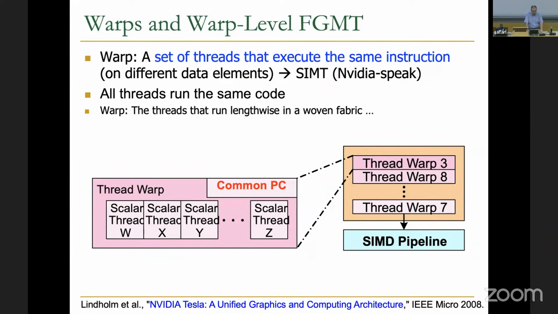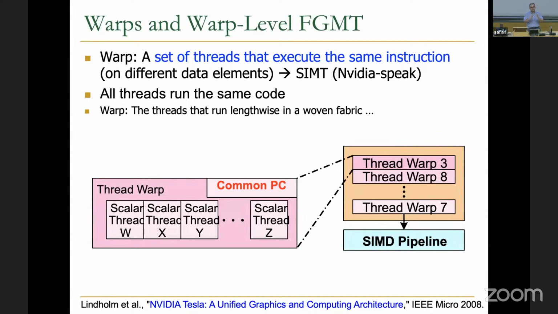Okay, so warps and warp-level fine-grained multi-threading. A warp, as I said, is a set of threads that execute the same instruction on different data elements, or SIMT, which is NVIDIA terminology. The threads run the same code. And warp comes from the threads that run lengthwise in a woven fabric, so that's the reason they call it warp. And this is our thread warp, where each warp has a common PC. Per warp, we have scalar threads, W, X, Y, and so on and so forth. And you can have several of these thread warps that you need to schedule nicely.